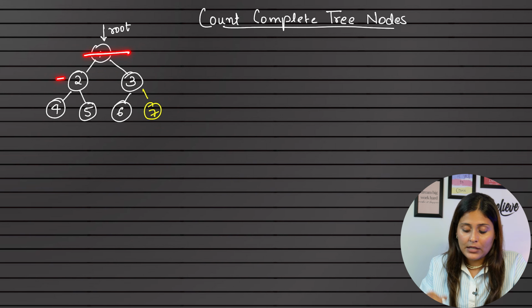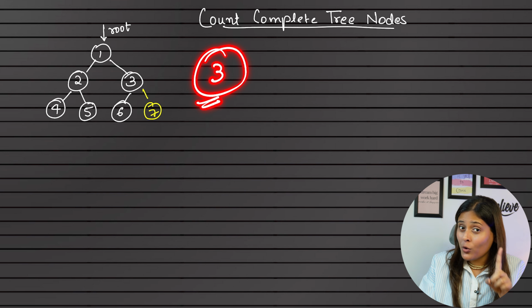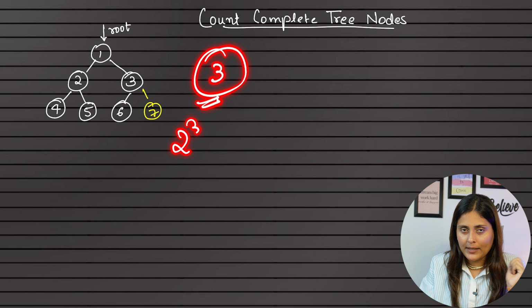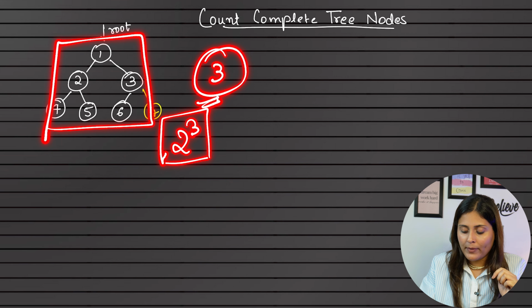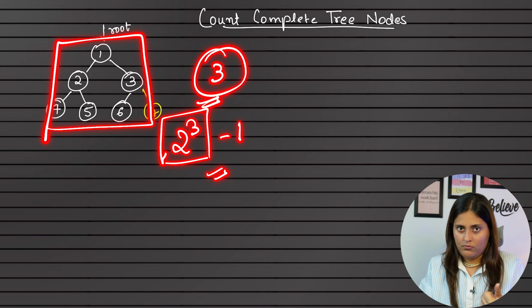Okay. So 3 is the height, and if every node has 2 children, we can say 2 power 3. So 2 power 3 is nothing but 2, 4, 8. And what is the number of nodes? 7. So minus 1 to it. In this case, this formula is correct.